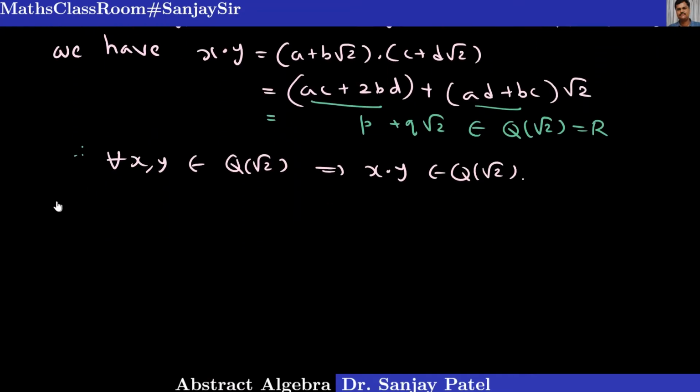Then the next property, or axiom number 7 of the ring, is also very simple. It is associativity for multiplication. So it is associativity. What is this?